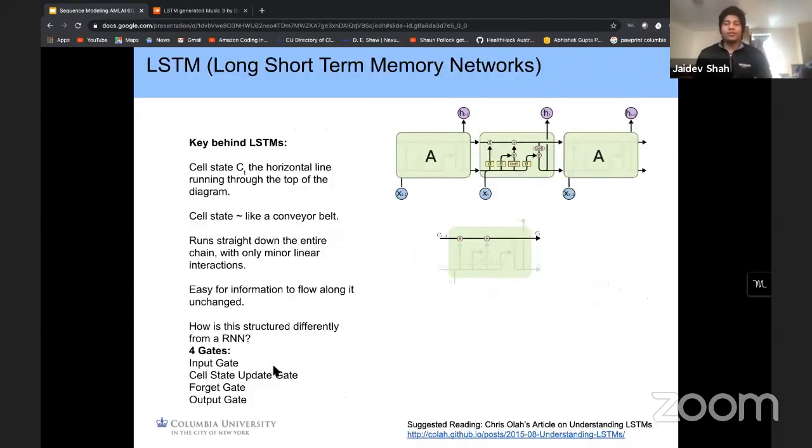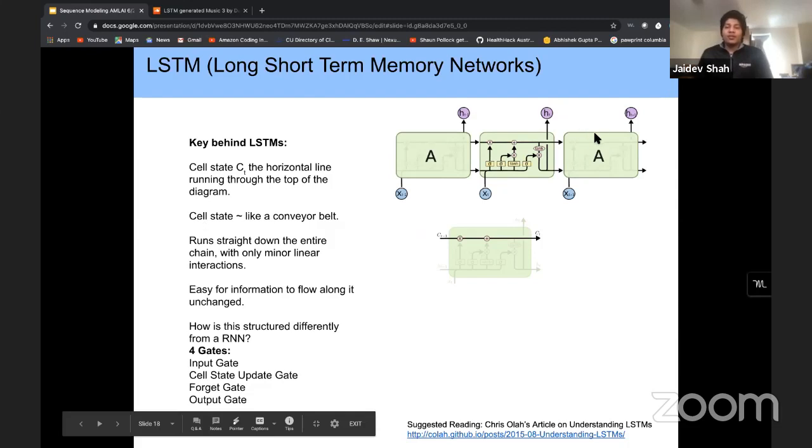So to fix this, LSTMs emerged. They didn't emerge, someone invented them, but they were bound to emerge. Lots of people were working on solving this issue of short-term memory. The key behind LSTMs is that along with the hidden state, we also keep something called the cell state. The cell state is kind of like a horizontal line that goes across time.